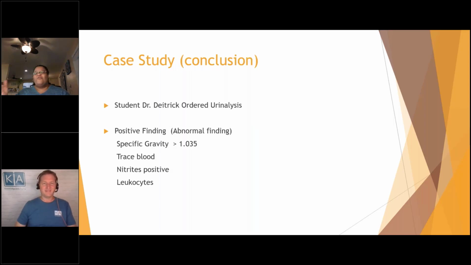The student, Dr. Dietrich, ordered the urinalysis, and what do you know? It was abnormal. Her specific gravity was elevated. This is the abnormal reading, so it means she was concentrated. There was a trace of blood, which means there's some inflammation in that urinary system. The nitrites were positive, and the leukocytes were also positive. So it's like, boom, Dolores had that.